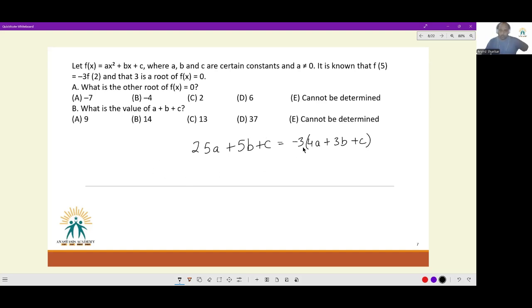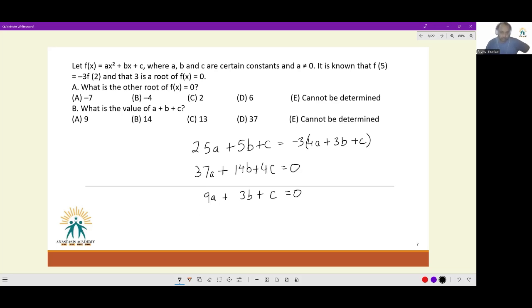Let me put this down here. I'll get minus 12a comes here to become 37a, plus minus 9b comes here to become 14b, plus 4c is equal to 0. We've been given this. And we are told 3 is the root of this expression, which means 9a plus 3b plus c is also equal to 0.